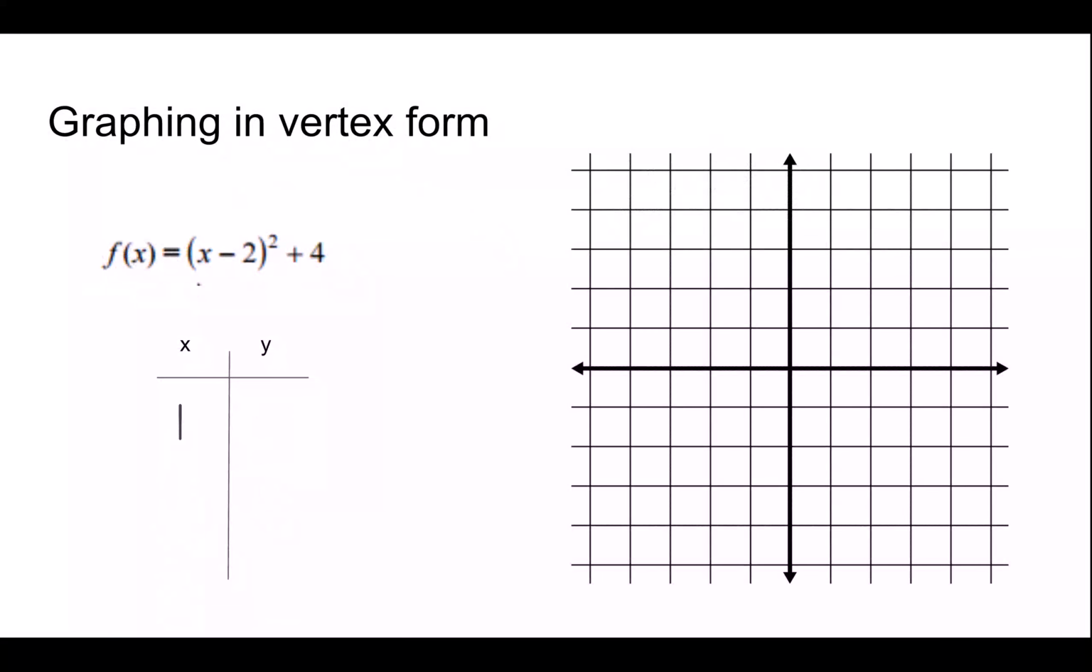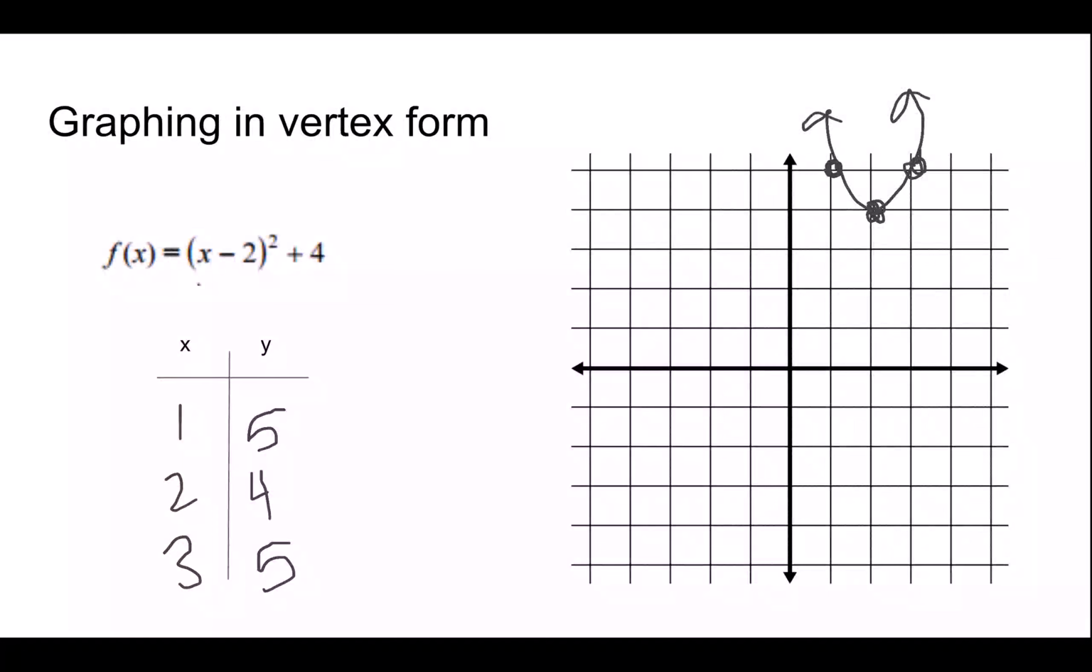Let's go through and graph our points that we have, which were 5, 4, and 5. So I'll go over to 1 and up to 5, 2 up to 4, and 3 up to 5. As you can see, we get a nice U shape. So that's how you graph things in vertex form.